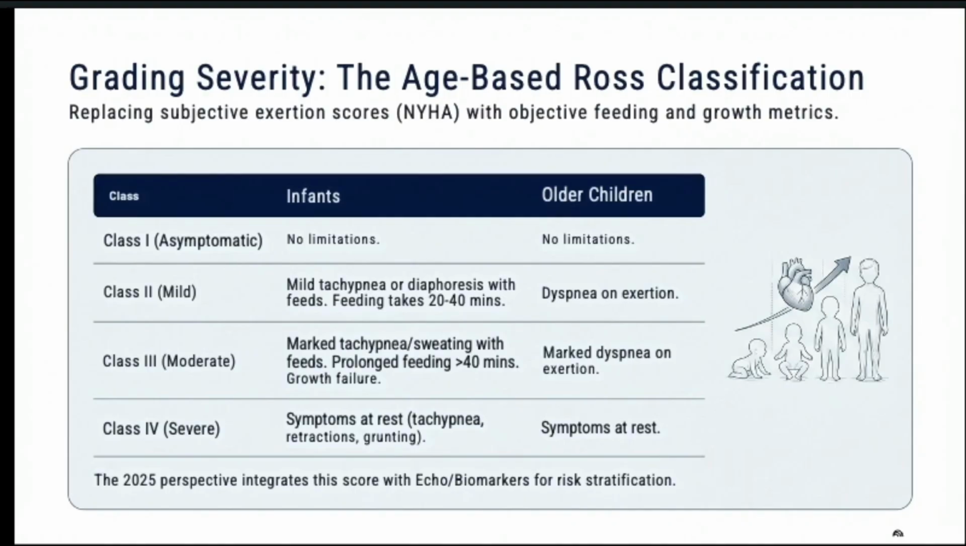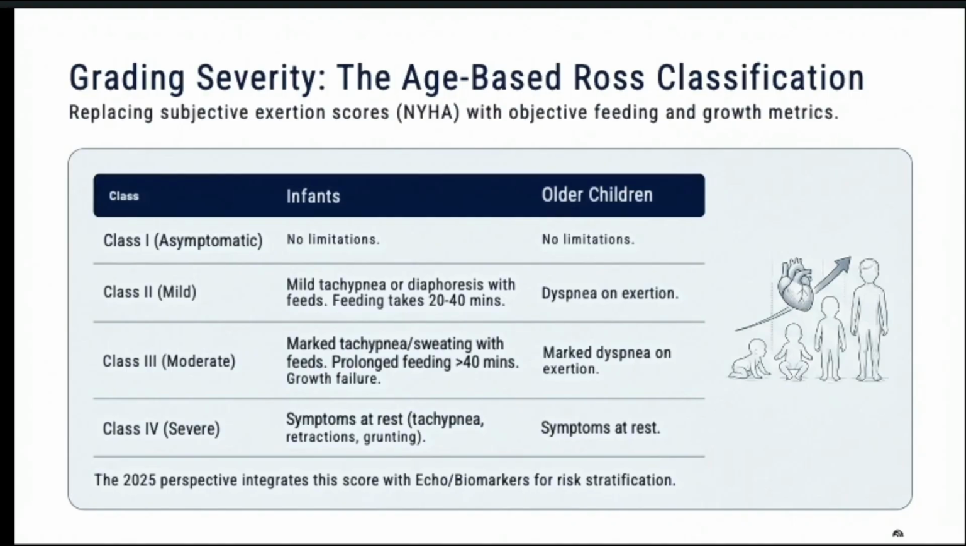Class 3, which is considered to be moderate heart failure, there is marked tachypnea. So the respiratory rate would be quite high, the heart rate is quite high, and feeding is more than 40 minutes. But in this particular case, the feeding is prolonged, and at the same time the child is growth faltering. In category 2, that is mild, there is no growth faltering, though the child has got feeding issues, there is no sort of a deceleration on the growth curve. Here there is.